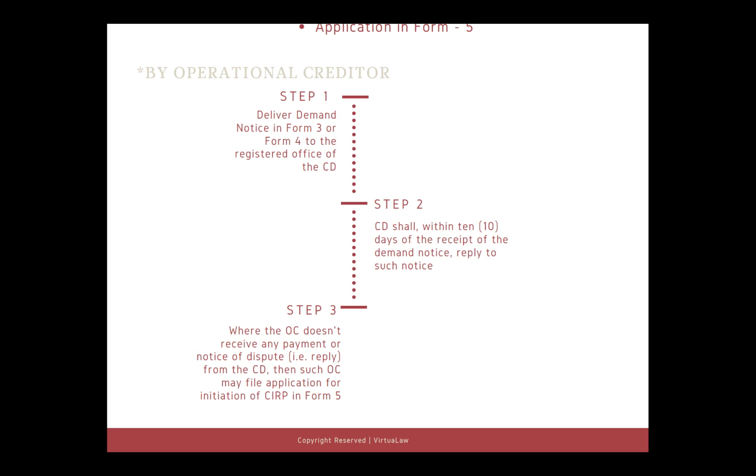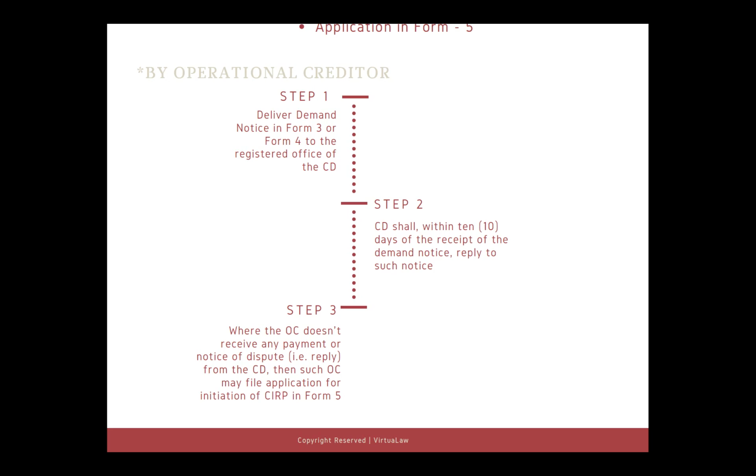And what is step 3? Step 3 is nothing but filing of application with the adjudicating authority. So where a corporate debtor has not replied to your notice, or where he has acknowledged but did not make any payments to you within the 10 days, or where he did not establish any dispute involved, or where he has made a claim that there is a dispute but you rebut saying that there was no existence of dispute, in either of these cases you can file an application in Form 5 as an operational creditor to initiate corporate insolvency resolution process against the corporate debtor.